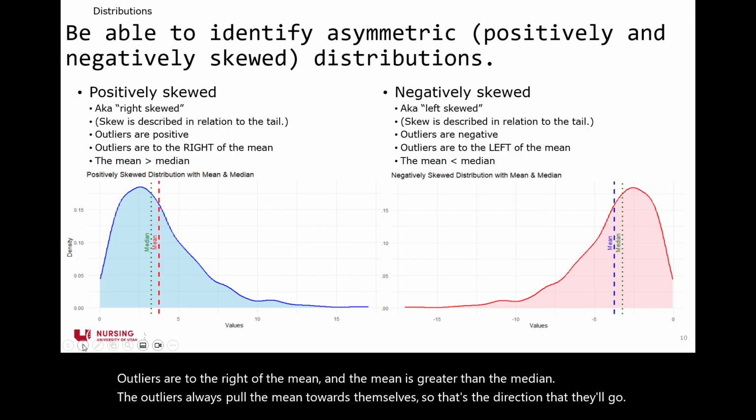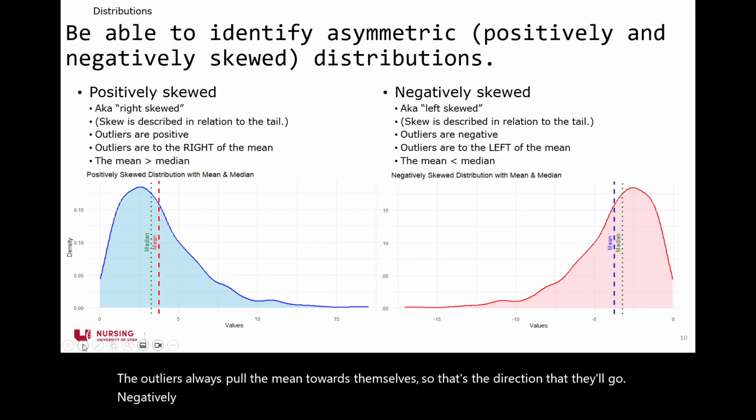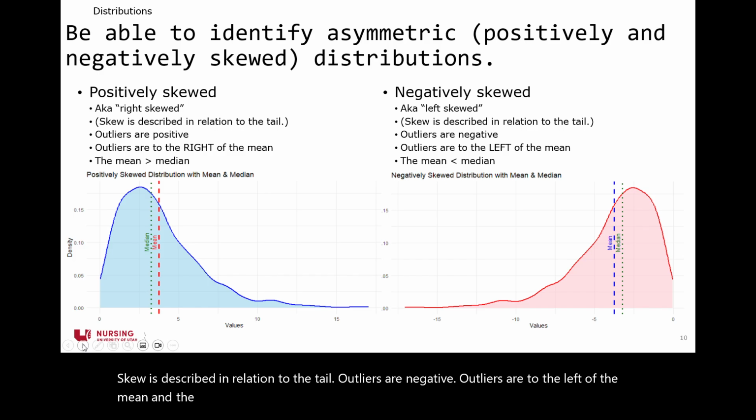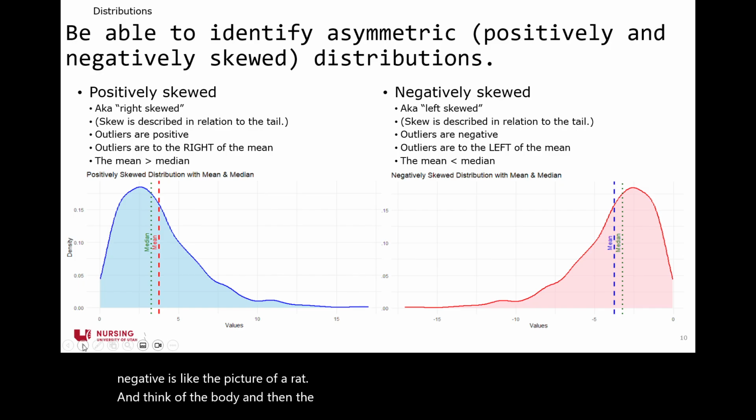Negatively skewed is left skewed. Skew is described in relation to the tail. Outliers are negative. Outliers are to the left of the mean, and the mean is less than the median. So the way I try to remember positive and negative is like the picture of a rat, and think of the body and then the tail. And the direction of the skew is always in the direction of the tail.